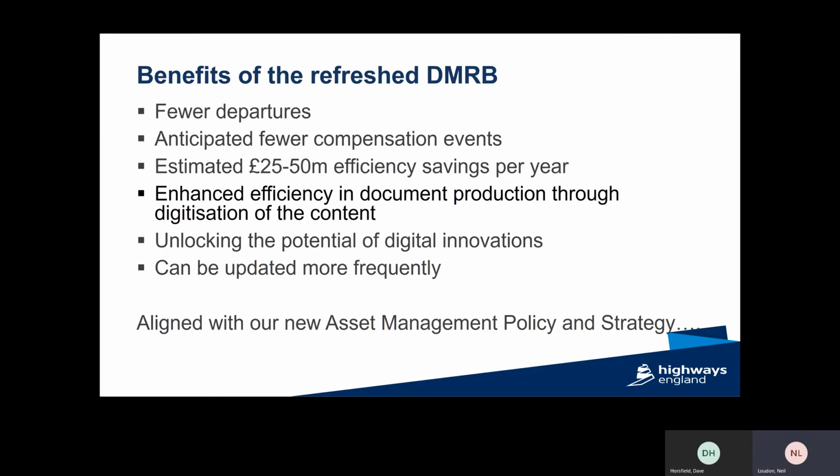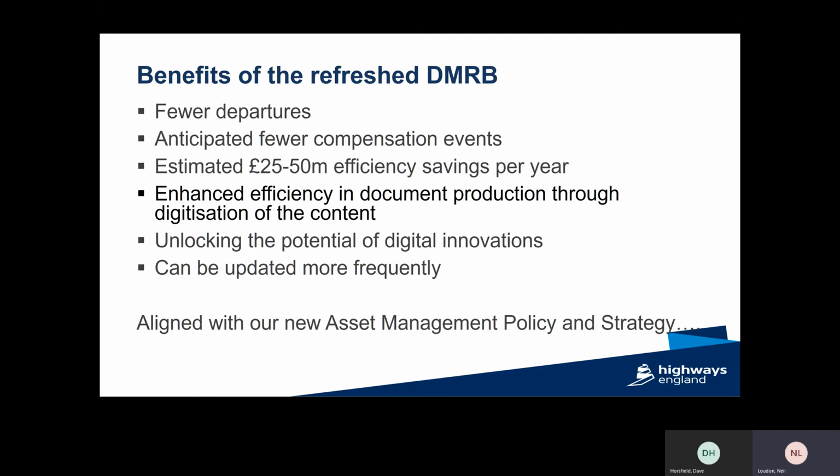So just reflecting on the DMRB programme, overall we expect there to be fewer departures from standards, which I think will benefit all users of the DMRB. Again, from a contract perspective, we expect there to be fewer compensation events, and that will lead to efficiencies and economies. Taken collectively, there will be something in the order of 25 to 50 million pounds of efficiency savings per year. Now that's across all the standards, not just the structures ones.